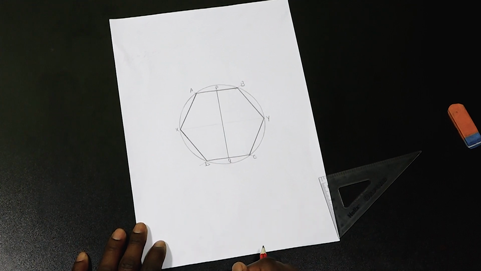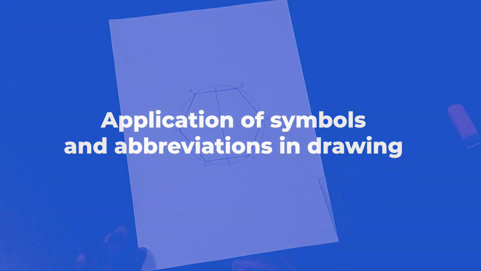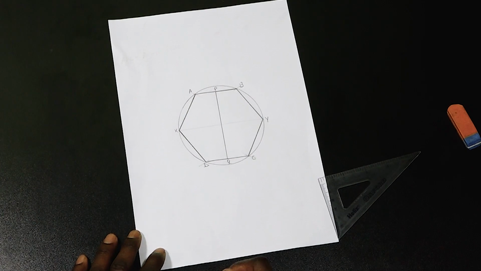Hello learners, today we want to talk about the application of symbols and abbreviation in drawing. A symbol is a standard mark or a sign that is used to represent a function, concept, instruction or process without the use of words. And an abbreviation is a short form of a word. Symbols and abbreviation are used in drawing to avoid many use of words and notes.